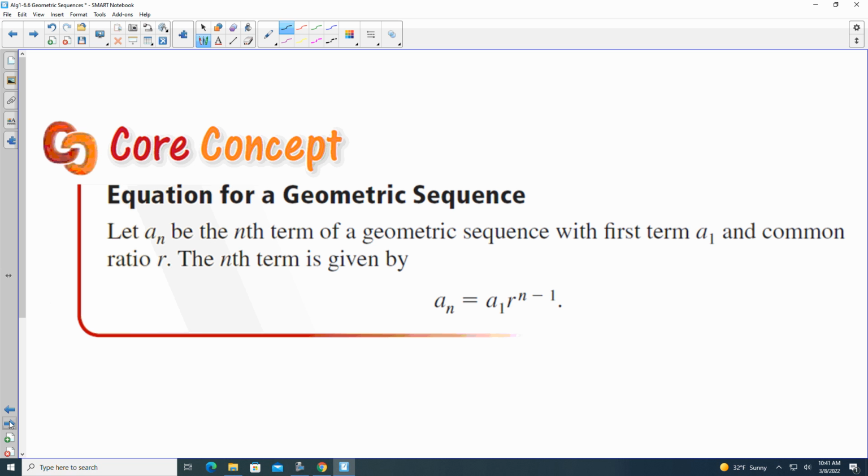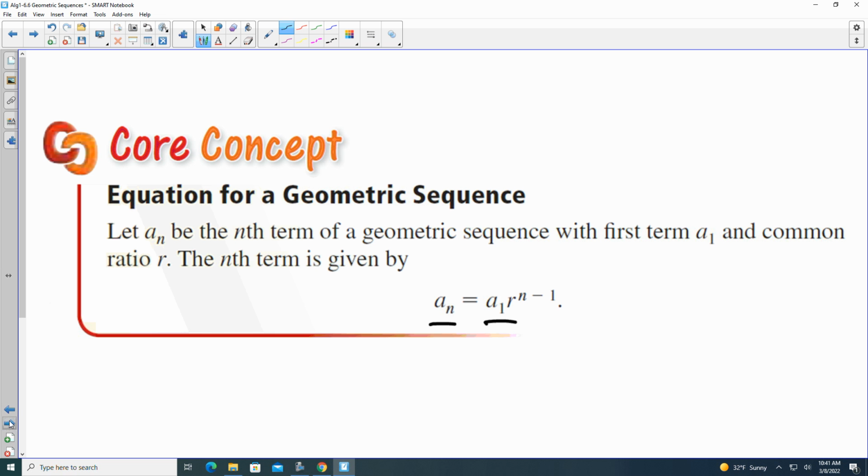The final thing that we're going to look at is being able to write an equation for a geometric sequence. The formula for this simply means if you need to find a sub n, which is whatever term in the sequence, as long as you know what a sub 1 is and the common ratio, it just is going to be raised to the n minus 1 power.